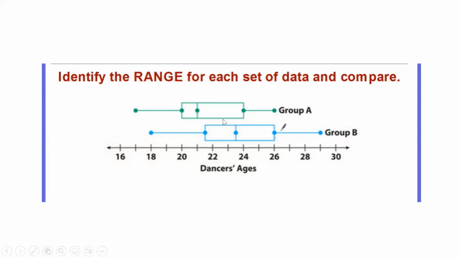All right. If they ask you what is the minimum score for group A, what will your answer be? 17. Good. And the minimum score for group B is what? 18. All right, good. Now, the maximum score for group A is what? 26. And for group B, the maximum is what? 29.